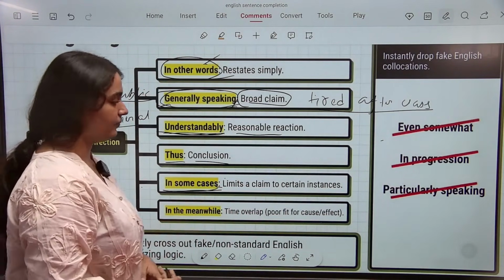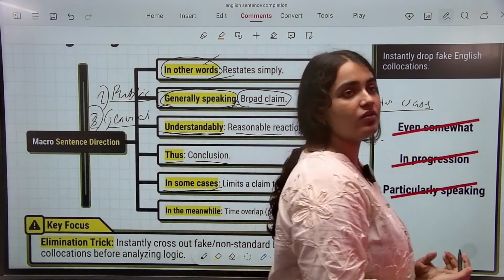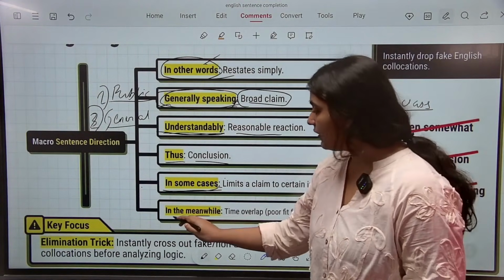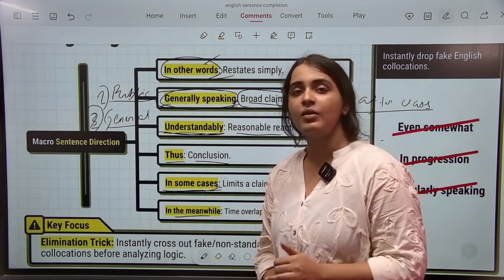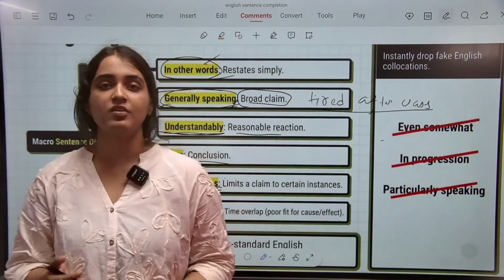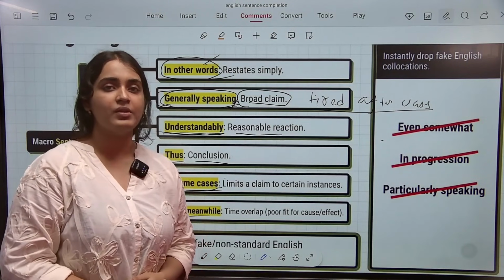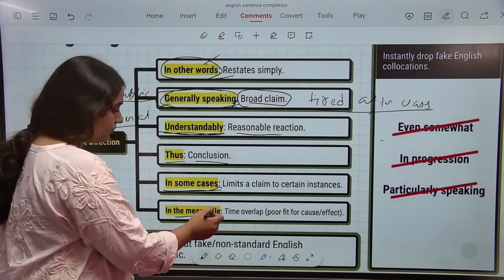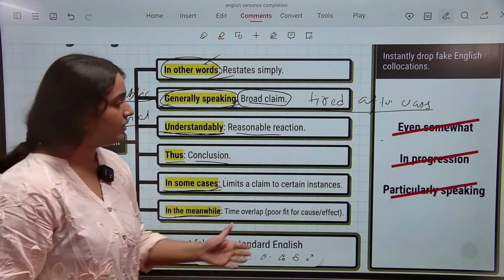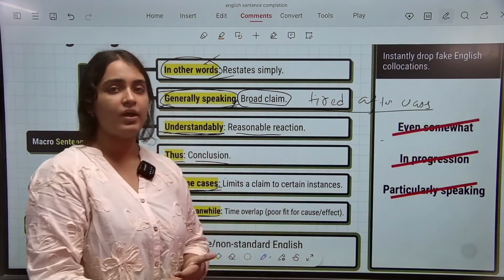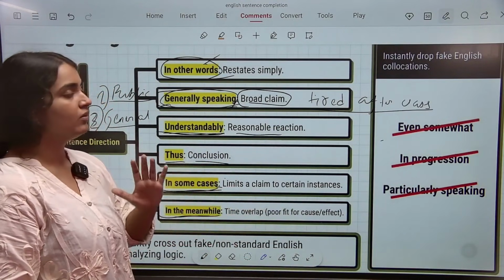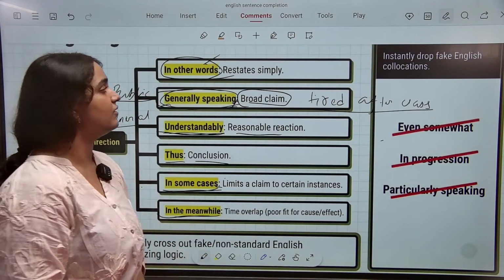In the meanwhile is something that you say with respect to time. That one thing is happening at the same time, and despite that something else is happening. She is cooking dinner for her family. In the meanwhile, we can say the mother is cooking dinner. In the meanwhile, the husband has gone to get the vegetables.